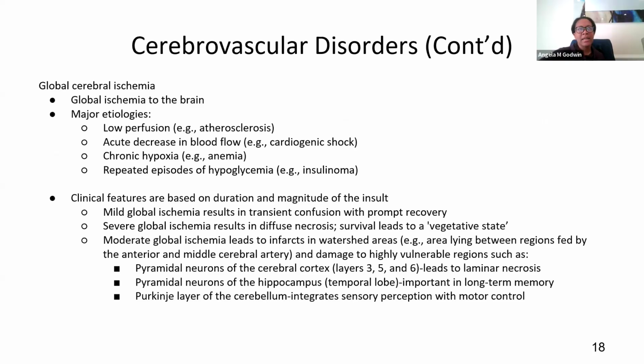I know when I was a nurse, I didn't think about it so much, ischemia of the brain and how even things like anemia can affect that. But it's true, even something like severe anemia can affect brain blood functioning. So we call that global ischemia to the brain. Even low perfusion, and even plaque development, atherosclerosis, can lead to global cerebral ischemia.